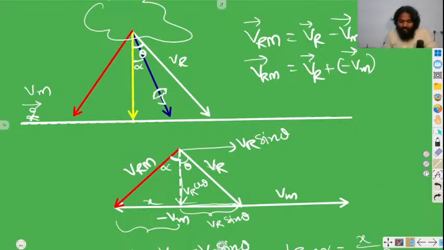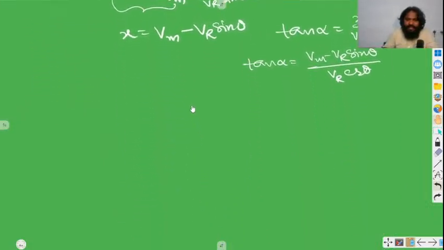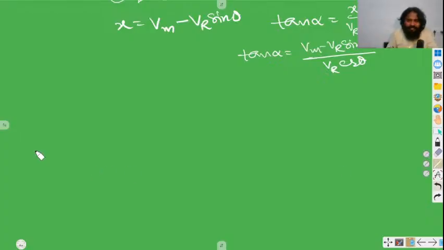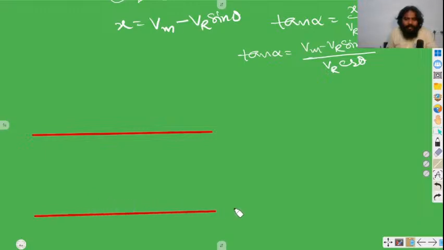And next, coming to river boat problems. They are very easy, and we will solve just three cases. Now just imagine there is a river like this, and what you are doing is crossing the river. This is the width of the river. You are on one side of the bank at point A, and you have to reach point B, which is exactly opposite to you. Here L is the width of the river.